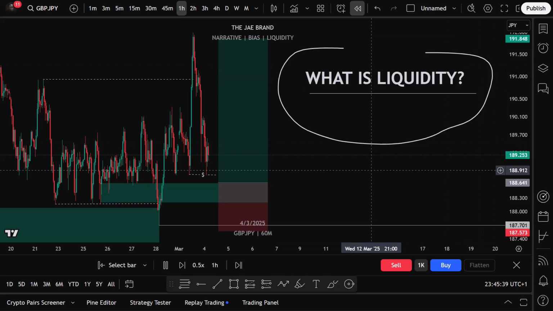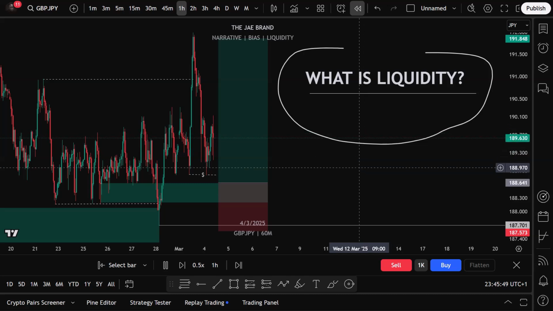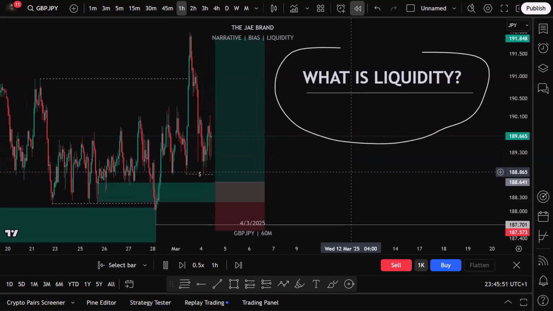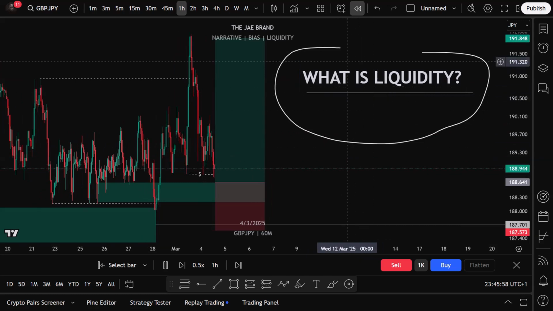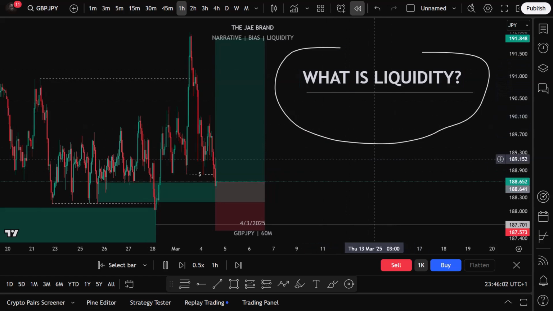Most trading gurus and mentors try to make this liquidity concept seem like something so hard, difficult, or complex to understand. But I promise you that by the end of this lesson, you will be able to fully understand what liquidity is and how to spot liquidity correctly on the chart.